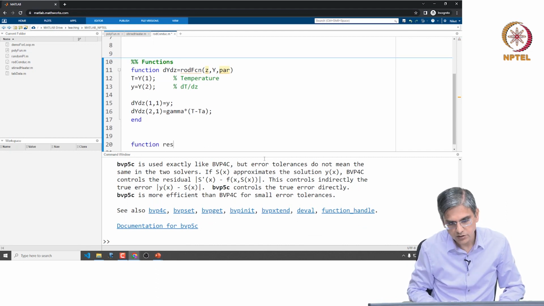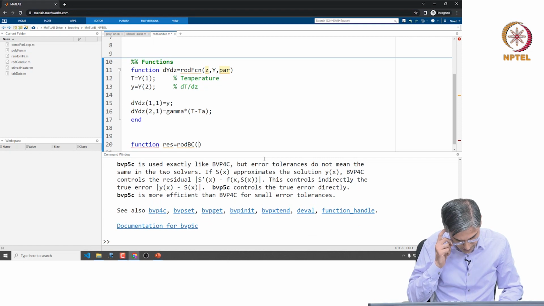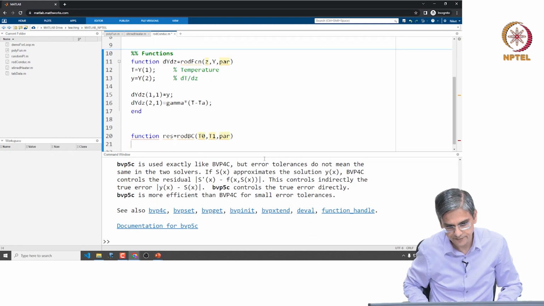Function residual is equal to rodBC, for boundary conditions, and what do we have? We have T0, T1, and par.